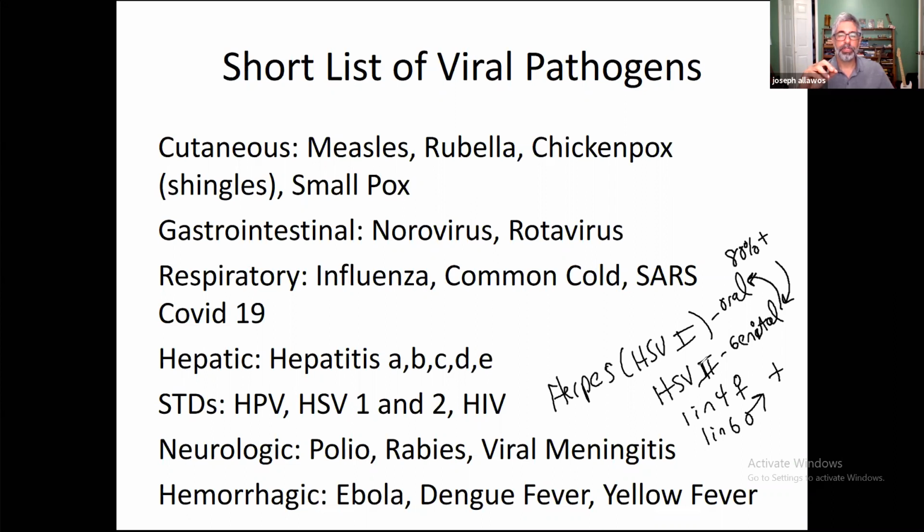And then there's HIV, human immunodeficiency virus, which we're going to talk about extensively in just a bit. Neurologic: polio and rabies and viral meningitis. Anytime your brain is involved, it's a very serious illness. Polio affects the spinal cord, and it was a crippling disease prior to the advent of the vaccine. And again, when was the last time you worried about getting polio? Well, you didn't, because of the vaccine.